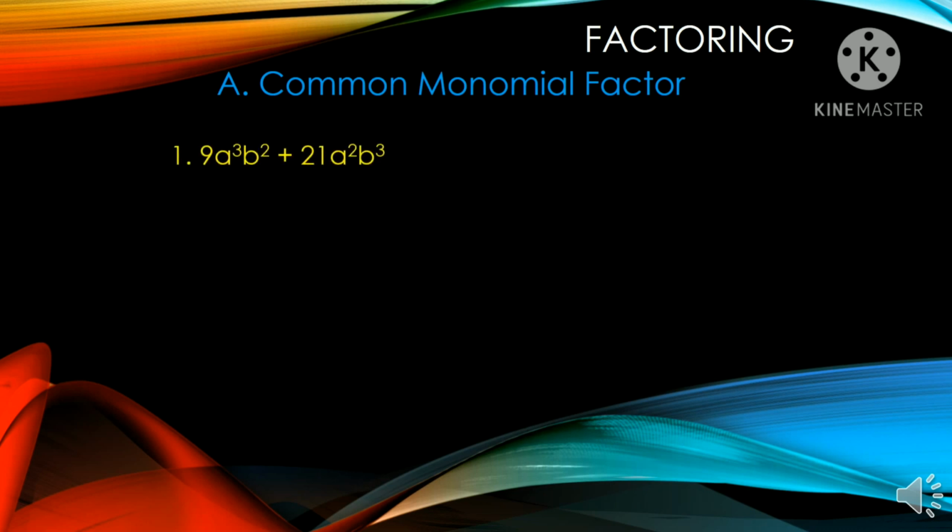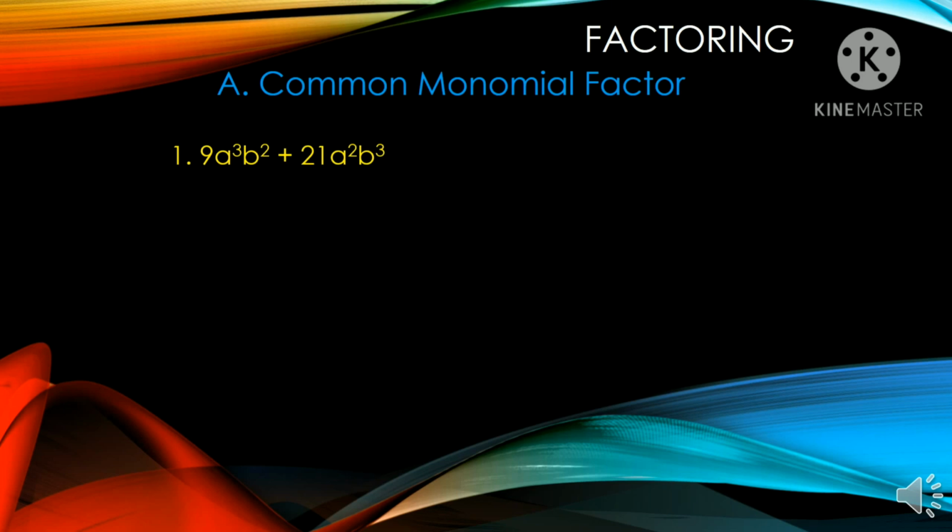Okay, let's see this: 9a cubed b squared plus 21a squared b cubed. Between 9 and 21, our GCF is 3. Then between a cubed and a squared, when the variable is the same and only the exponent differs, we take the lowest exponent. That would be now our GCF or greatest common factor.